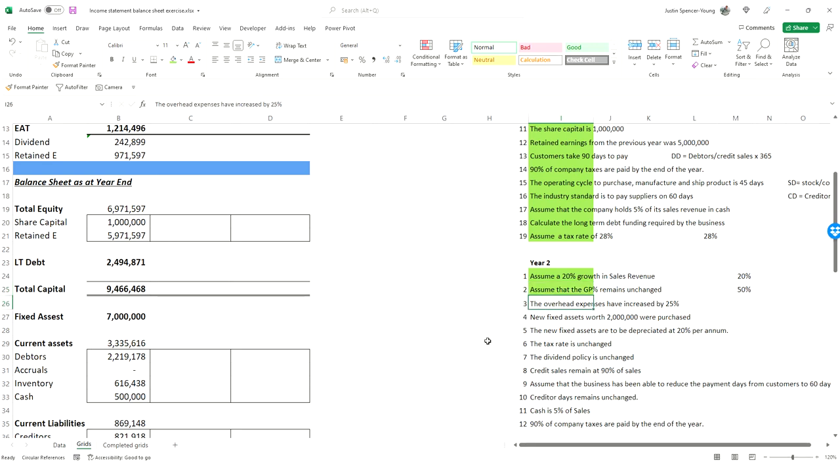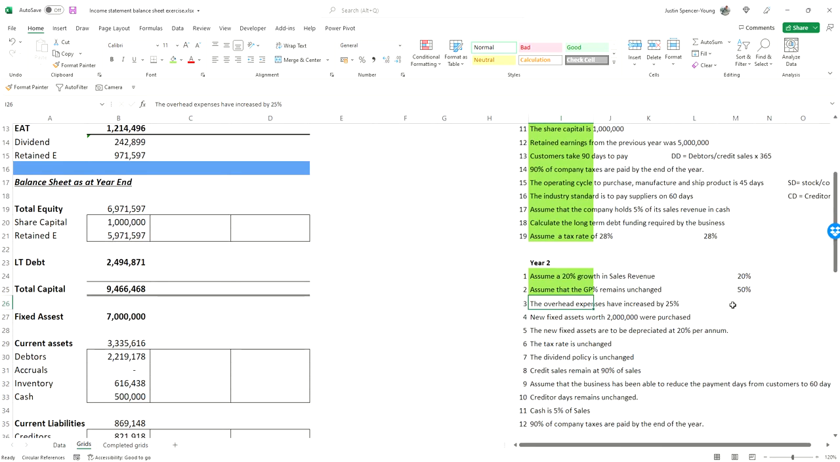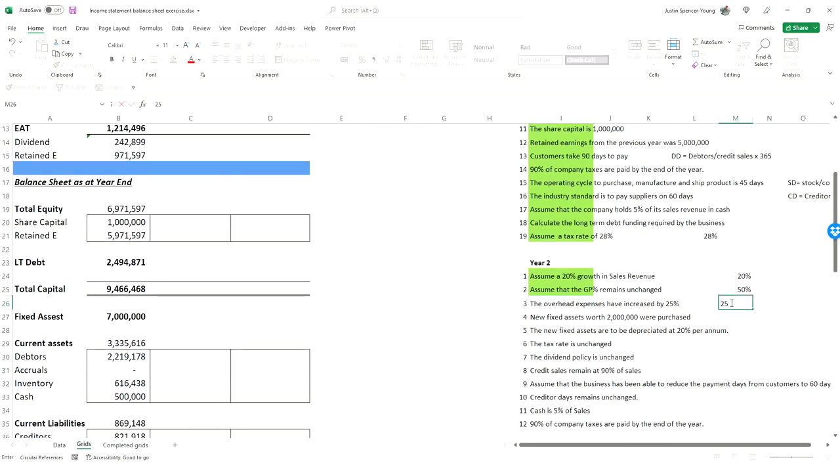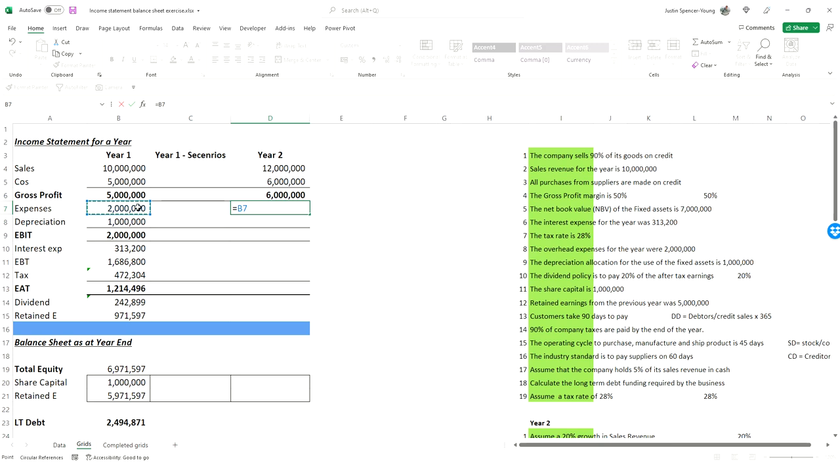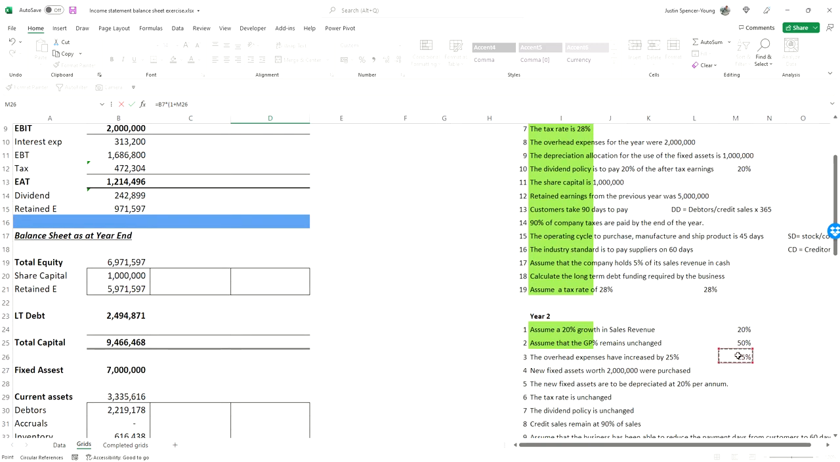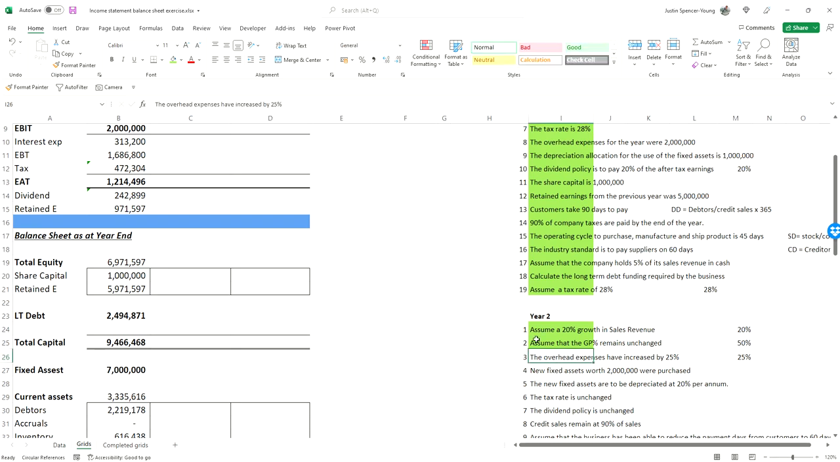Next up, the overhead expenses have increased by 25%. So we're going to take the 2 million and we're going to multiply this by open brackets 1 plus 25%. That's the same as multiplying by 1.25 to get our increase in expenses. Great.